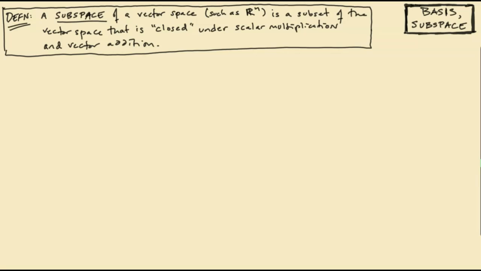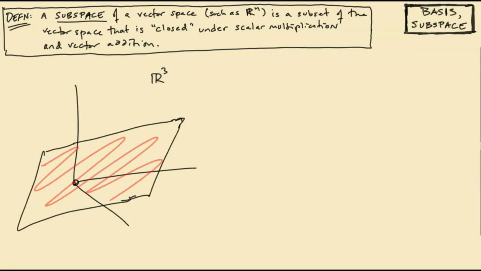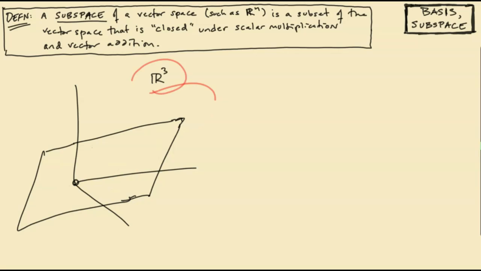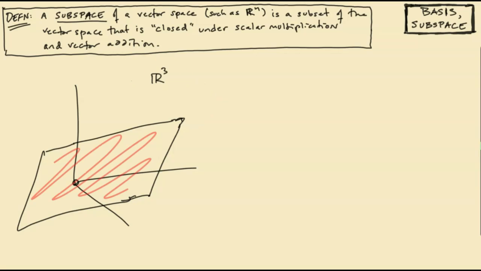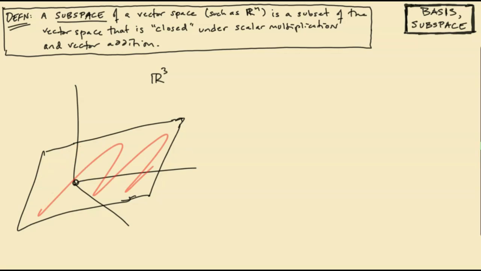Now, let's jump back to R3. R3 is a perfectly good vector space, and so is this plane through the origin that I've just drawn. It is a subspace of R3. That means it's a vector space in its own right. We can do linear algebra in that plane alone.